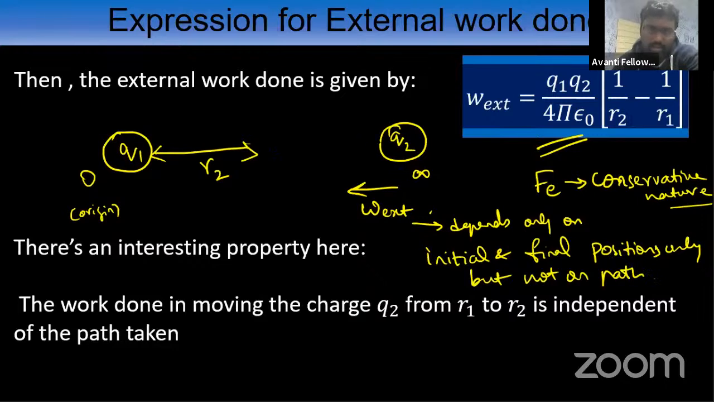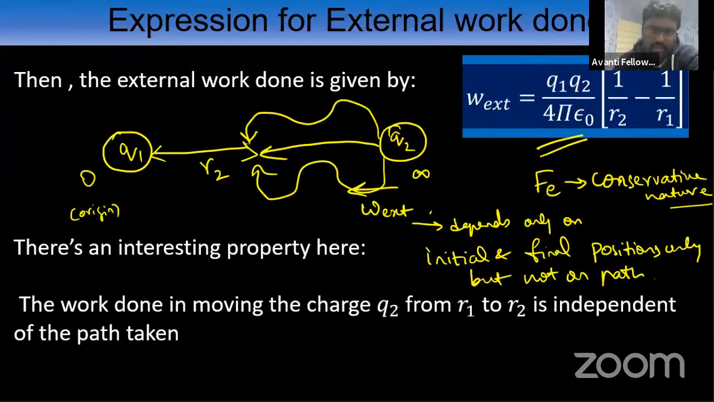So if I want to bring this unit positive charge, or this Q2, from infinity to this separation of R1, I can bring it straight, I can bring it like this, or I can bring it like this. In all conditions, my external work done is always equal to this magnitude only. So this expression signifies that my external work done depends only on the initial and final positions. This is the property.